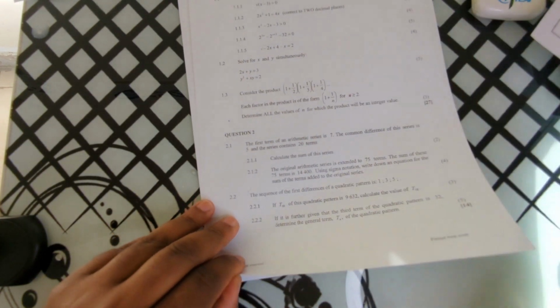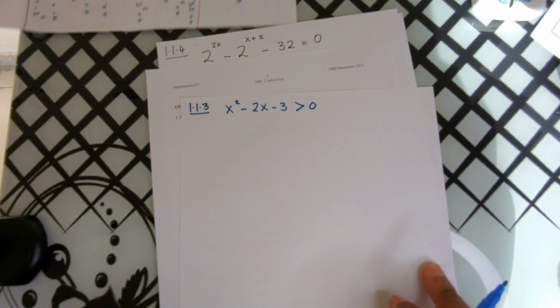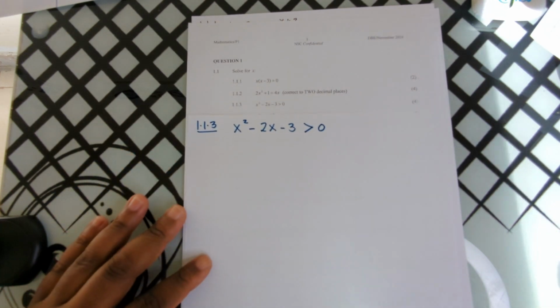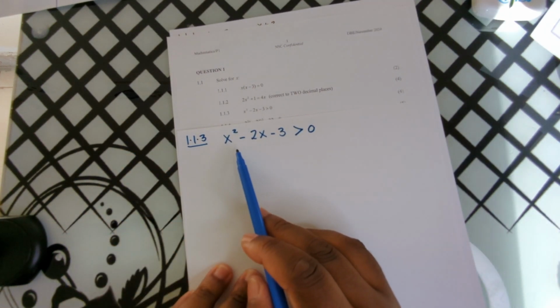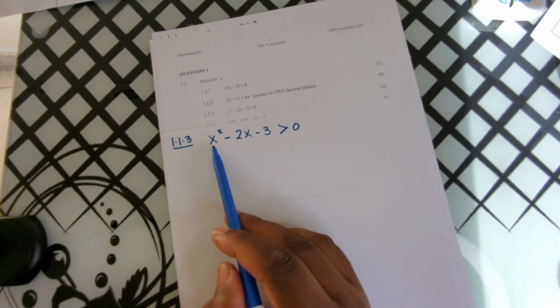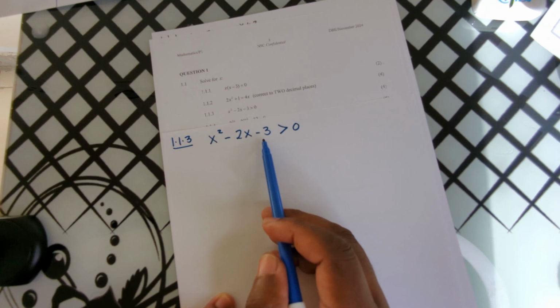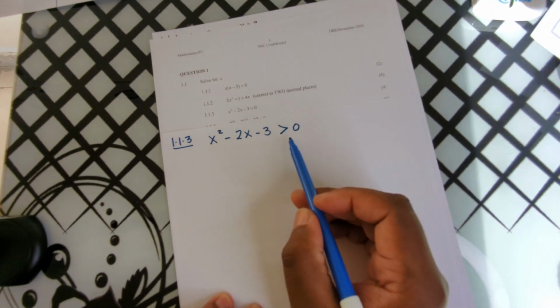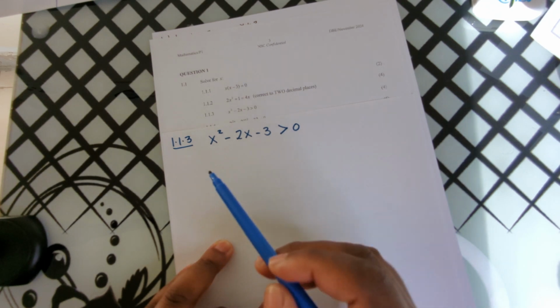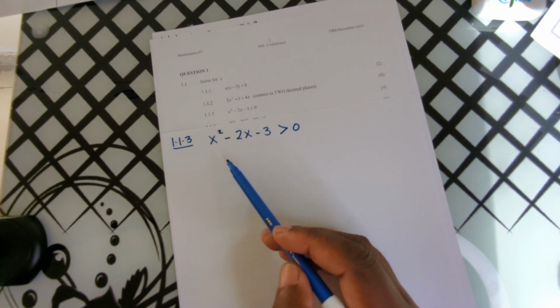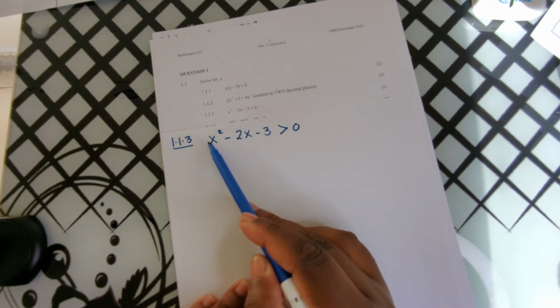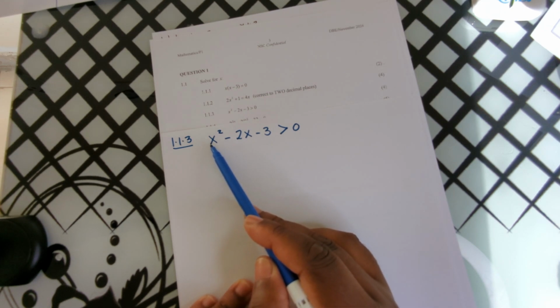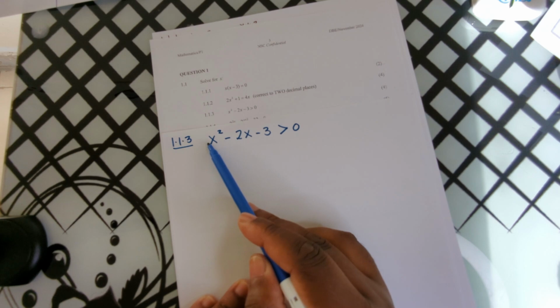Let's move on to the next one, 1.1.3. We are given a quadratic inequality, whereby we have x to the power 2 minus 2x minus 3 being greater than 0. The first thing that you need to do when solving a quadratic inequality is to make sure that the leading coefficient is always positive. In this case, our leading coefficient is already positive 1, because we don't have a number written here. When there's no number written, it means it's 1.